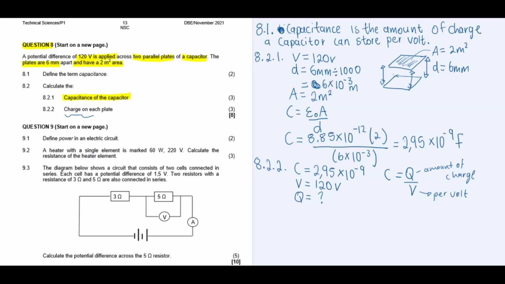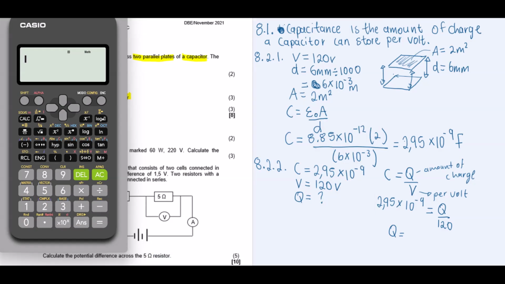Capacitance is the amount of charge that a capacitor can store per volt, right? That is the definition for capacitance. So we do have the capacitance here in the situation, which is 2,95 times 10 to the power of -5. And then the charge here is Q. We don't know Q, and the volt is going to be 120. Then we can quickly calculate the charge.